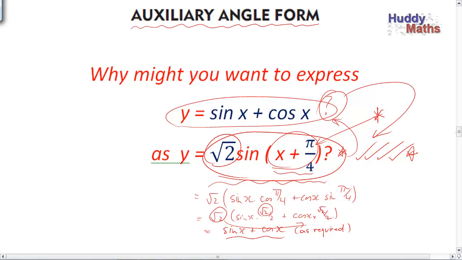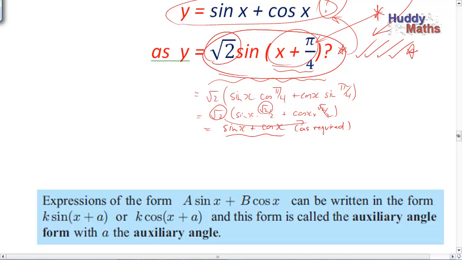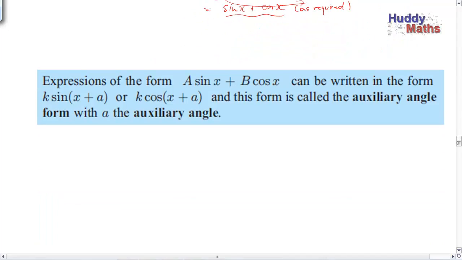Let's go and do it and see the power of this auxiliary angle form. Okay, so here it is. If you've got that form, it's very hard to talk about its maximum and minimum and where they occur. So we would like to change it to one of these two forms.